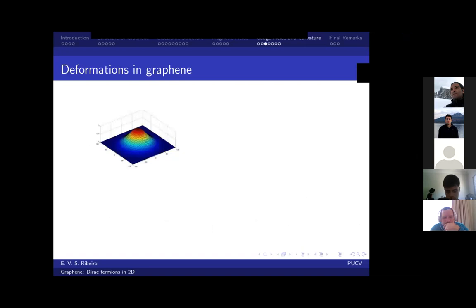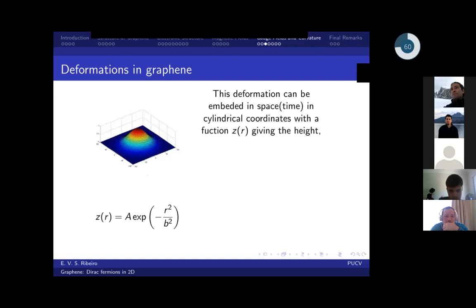So let's make an example to make things more clear. Let's consider we have a graphene sheet with this kind of deformation. It's basically a Gaussian bump here. So the height of this deformation with relation to the XY plane will be basically this exponential. And we can construct a metric for this surface. So the first thing we need to do, since it has cylindrical symmetry, is to embed this surface in spacetime. This time is important, we will see.